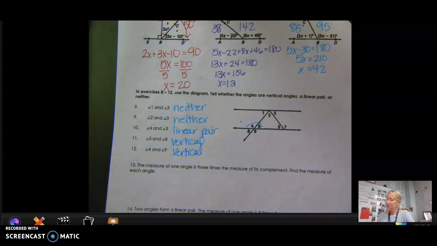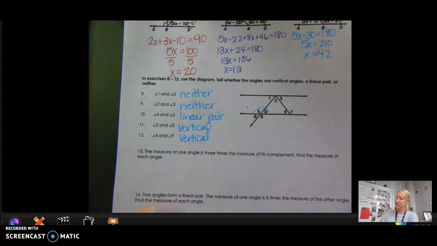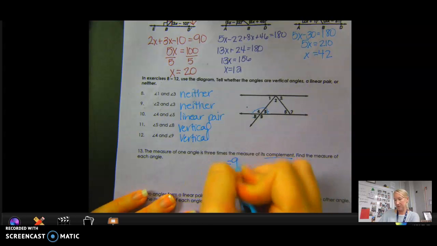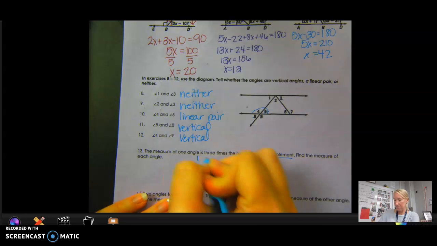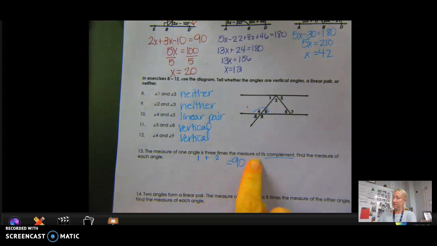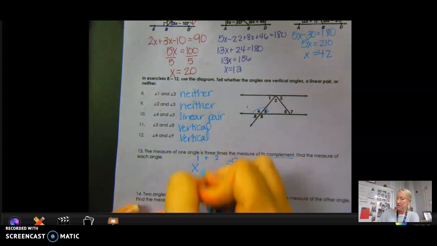All right. The measure of one angle is 3 times the measure of its complement. Find the measure of each angle. So complementary means 90 degrees, so it equals 90. We have angle 1 plus angle 2 has to equal 90. We know one angle is 3 times its other angle. So we don't know what angle 1 is, so I'm going to put an x there.